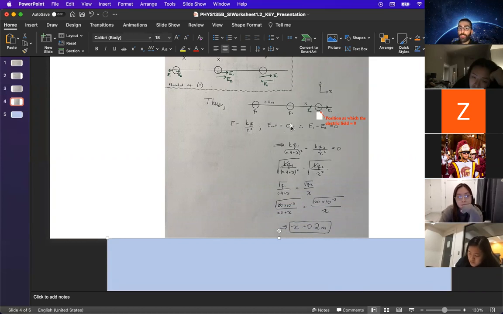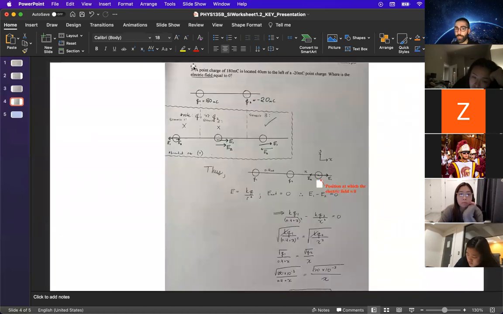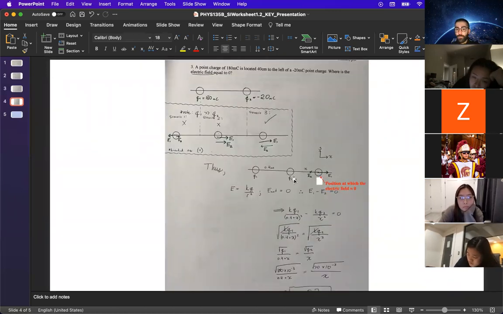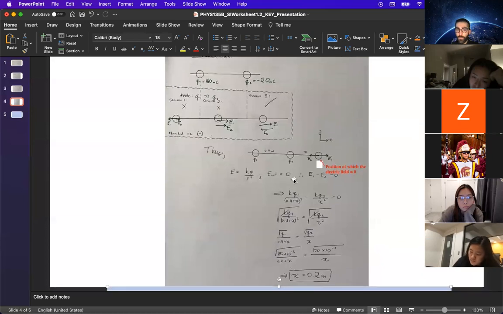How I knew to do this is that we know we're solving for the case when the electric field equals 0. Okay, so I think that's probably the most tricky one, but just looking at it, it probably makes it a lot clearer. All right, I'm going to move on to the next one. Let me just check to see if there are any questions.